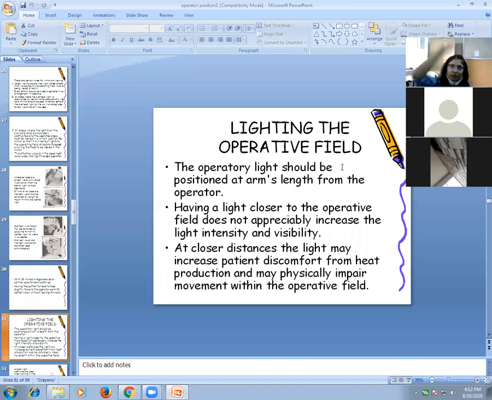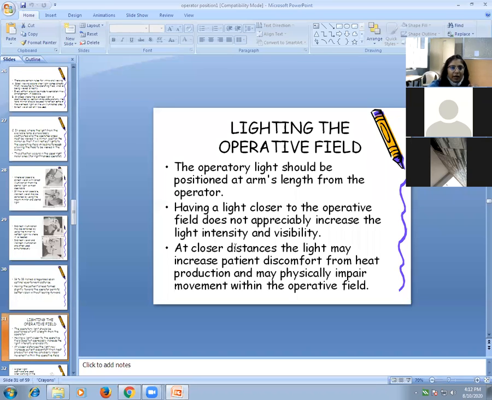Arm's length should be at this height from the operator. Never place it too low, otherwise the operator's head will touch the light and interfere with it. Having the light closer to the operative field does not appreciably increase the light intensity. If you think that placing the light too close to the patient will give a wide illumination, that is not the case. The light has that much power.